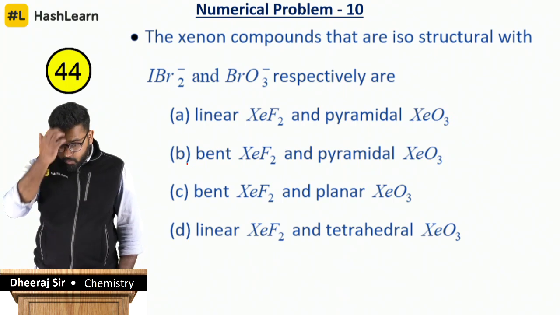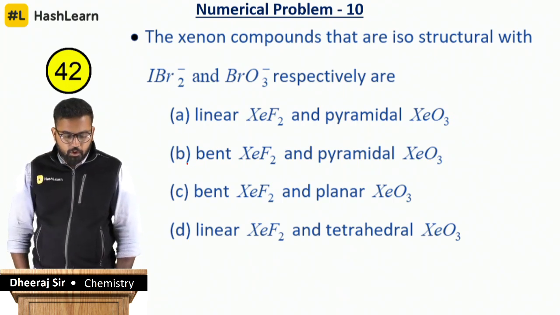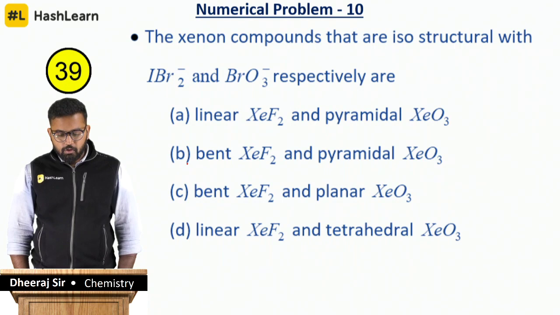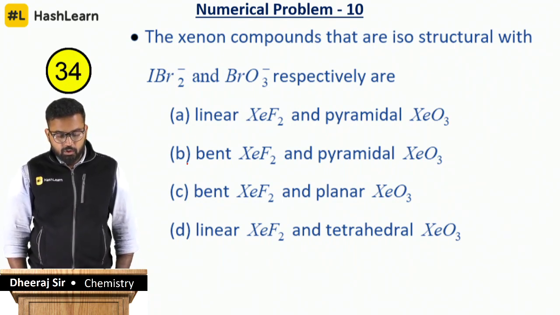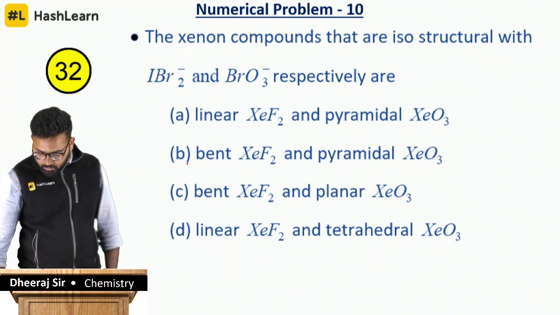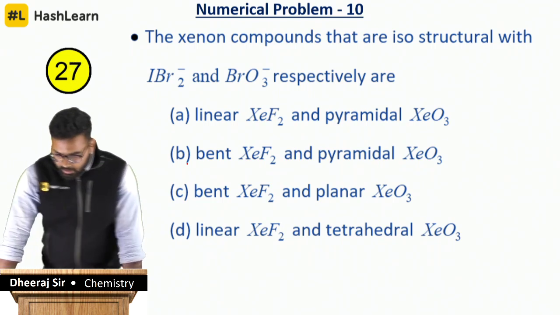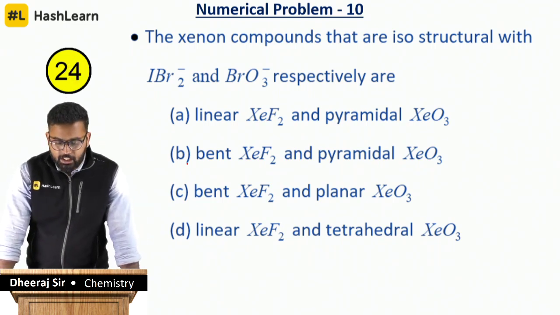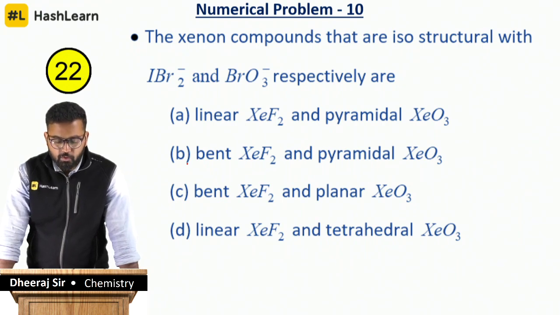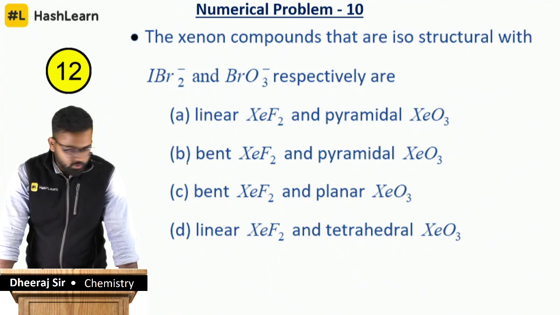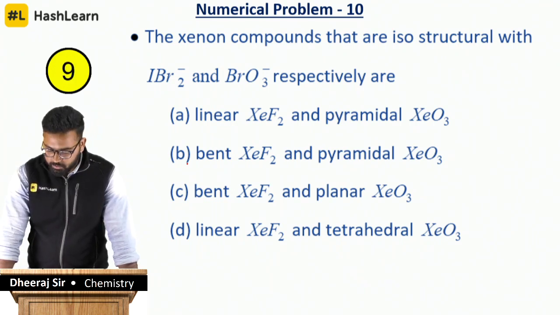Moving ahead, the 10th question that is packed for today. Have a look. The xenon compounds that are isostructural with IBr2 minus and BrO3 minus respectively are. So we are asking you which of these structures are the same. The moment I say isostructural, we are asking you which of these following structures will match. There are two structures in the question and you have around 8 structures in the options. Quickly tell us which one is going to match. That's going to be the 10th question. Quickly.